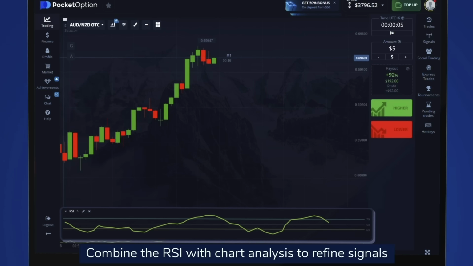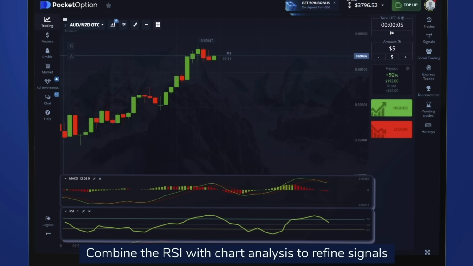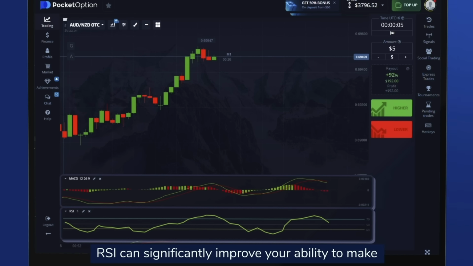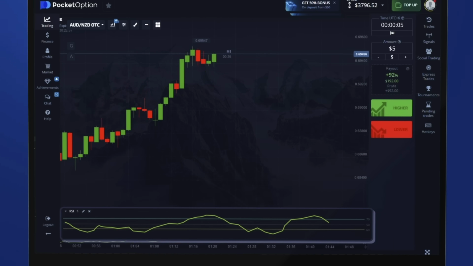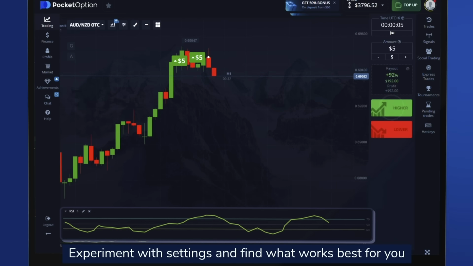Combine the RSI with chart analysis to refine signals. RSI can significantly improve your ability to make quick decisions based on market momentum data. Experiment with settings and find what works best for you.